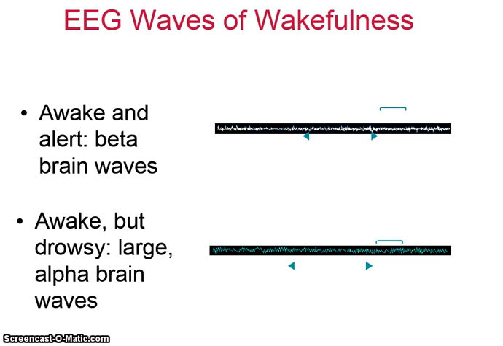A second state of wakefulness is when we are awake, but a little bit less alert and getting drowsy. So we haven't quite entered any of the sleep stages yet. In the awake but drowsy stage, our brain emits large alpha waves. These are larger than the beta waves, and they are slower than the beta waves. And remember, they're associated with wakefulness and drowsiness.